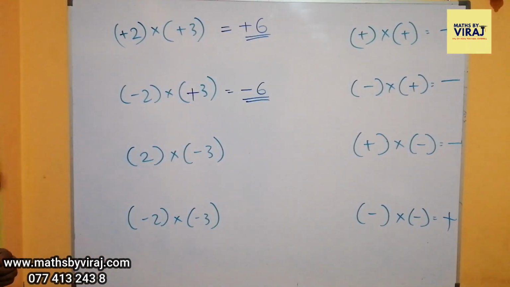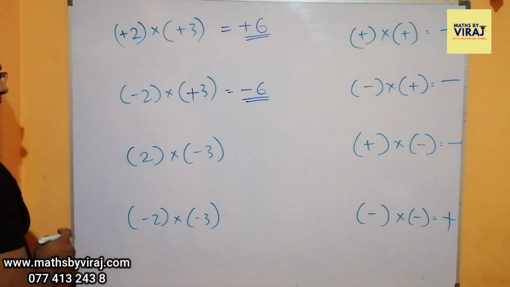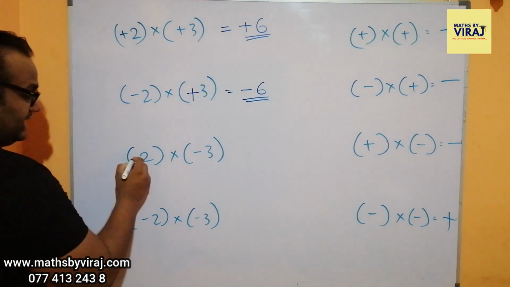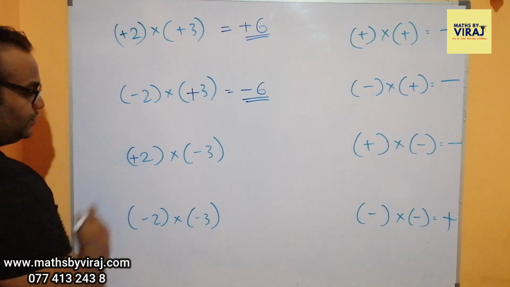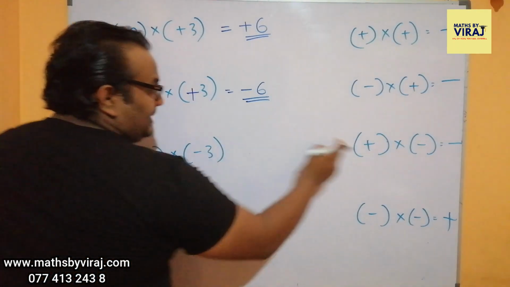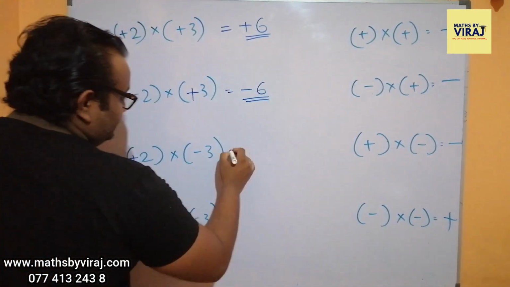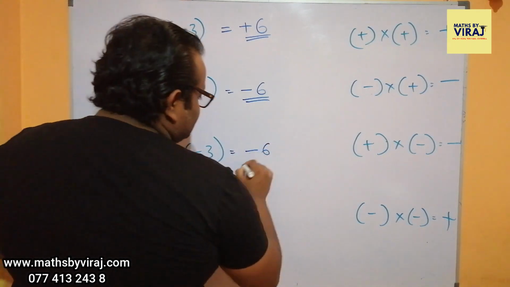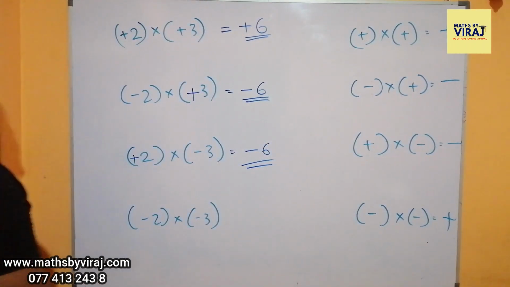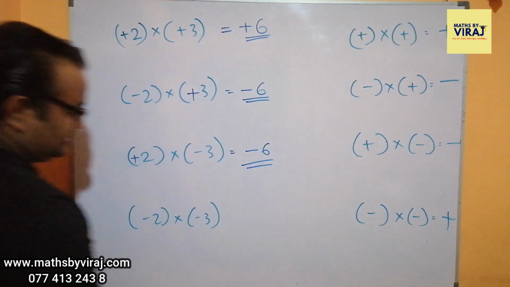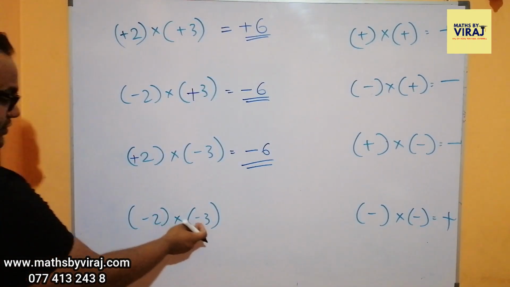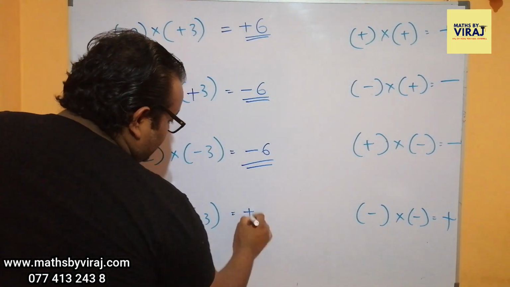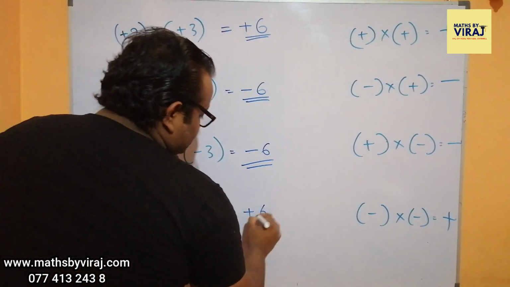In this case, again, I have not put a sign in front of 2. Therefore, I can say that this is plus 2. Plus into minus is minus. Therefore, plus 2 into minus 3 is minus 6. Again, minus into minus is plus. Now you see that minus 2 multiplied by minus 3, minus into minus is plus, 2 into 3, 6.